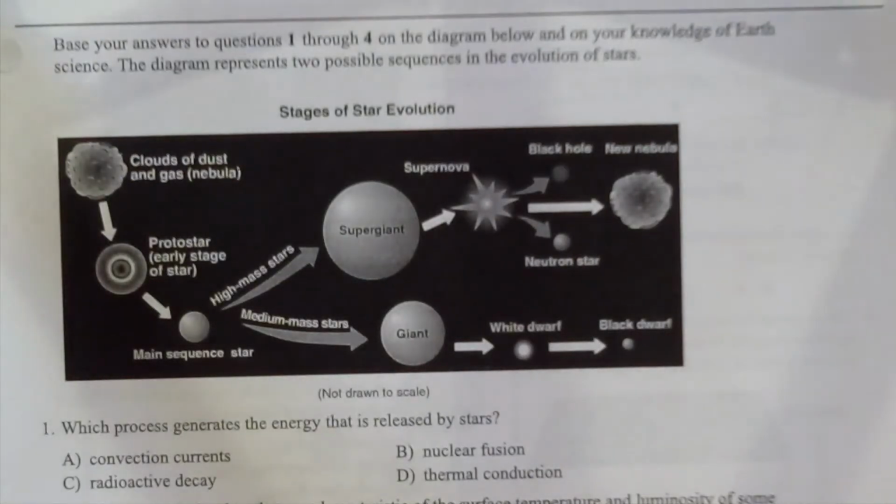Questions on galaxies and stars. Base your answers to questions 1 through 4 on the diagram below and on your knowledge of Earth science. The diagram represents two possible sequences in the evolution of stars.